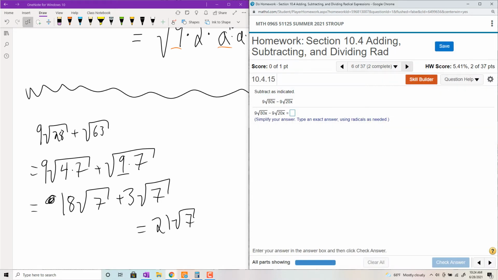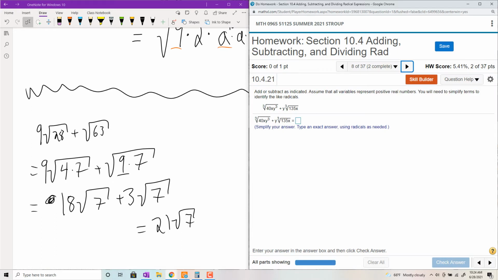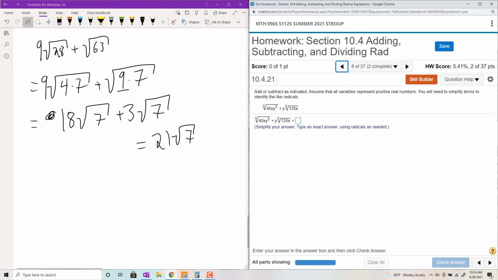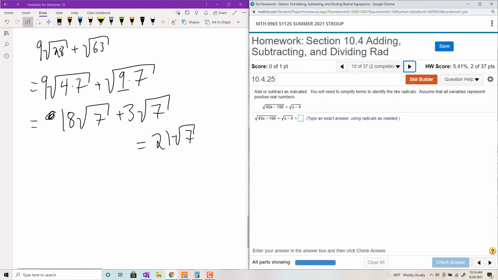Okay, so you've got to simplify first, and then you can tackle these questions. Wait a second, that one looked awfully weird. No, you're good with that one. Just simplify, simplify, simplify. I did one like that. Sure, let's try this one.